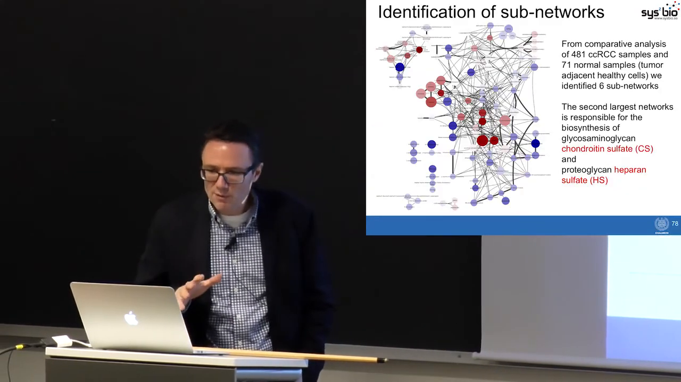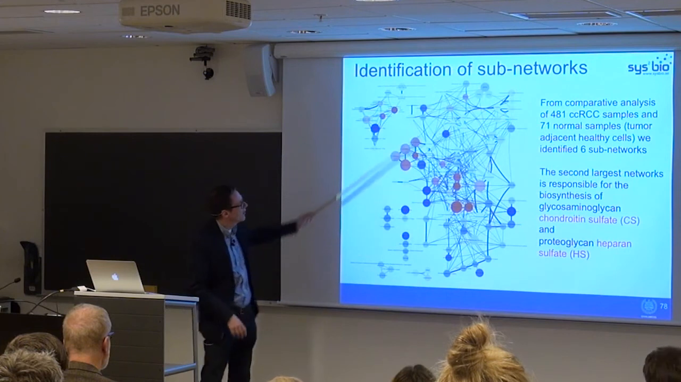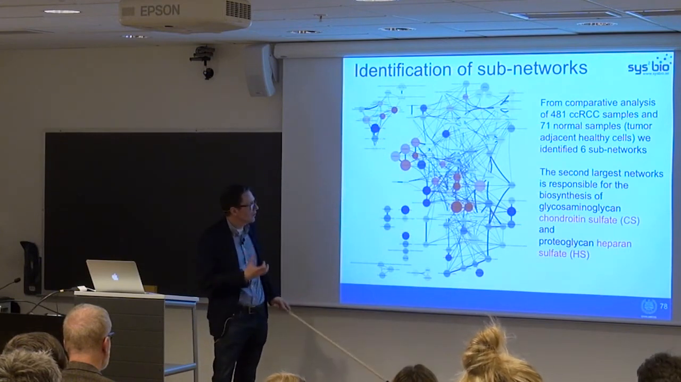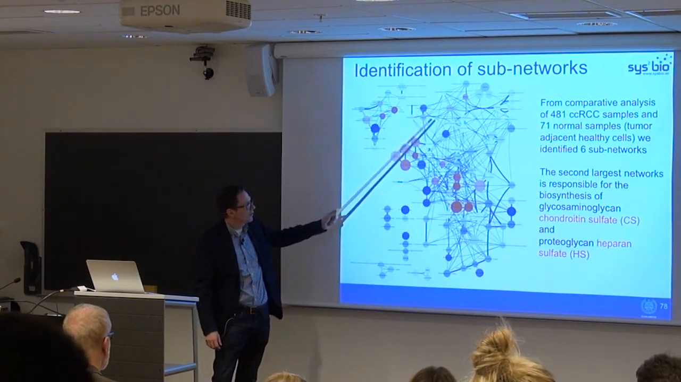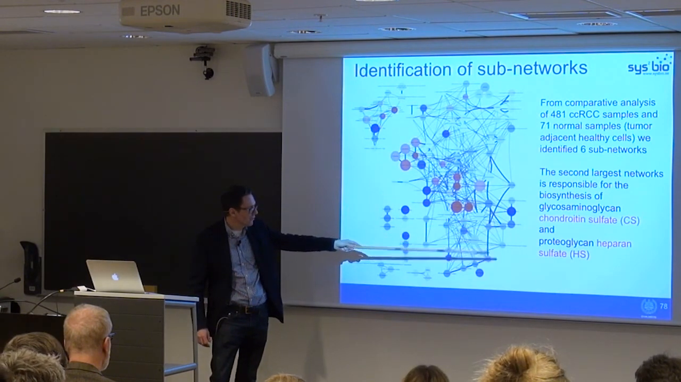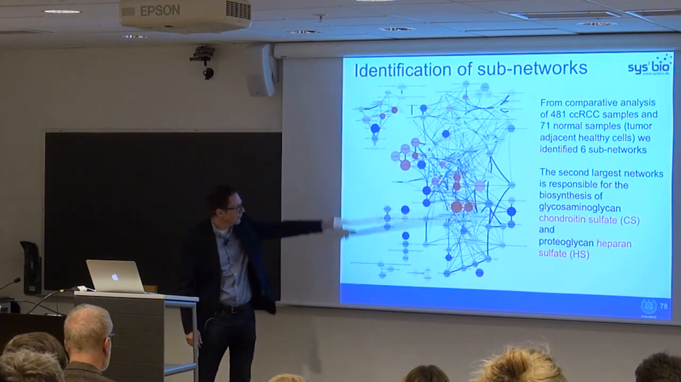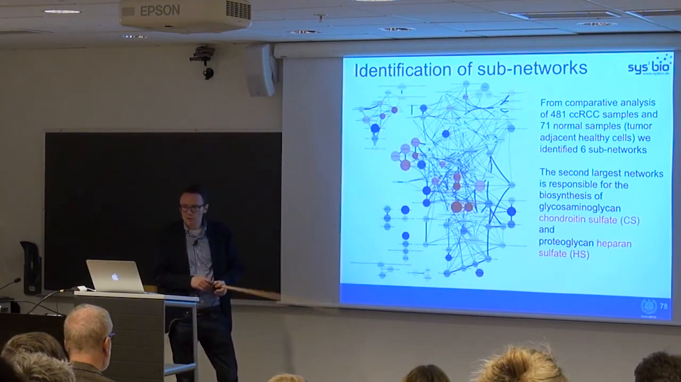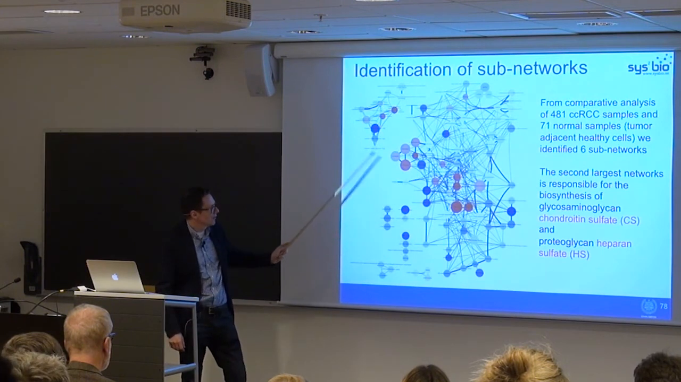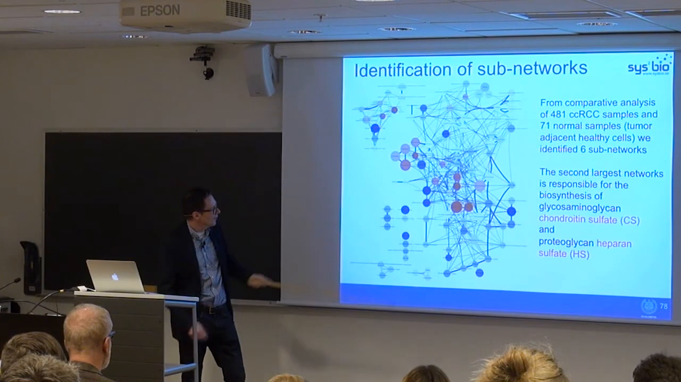But one thing that we stumbled across that was very interesting was a very remarkable dysregulation of glycosaminoglycan biosynthesis, particularly chondroitin sulfate and heparan sulfate biosynthesis. And this you can see here. This is a map of the network of the biosynthesis of these glycosaminoglycans. Red means upregulated and blue is downregulated.